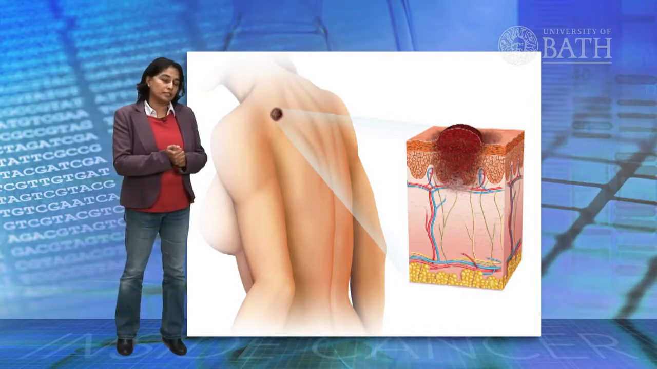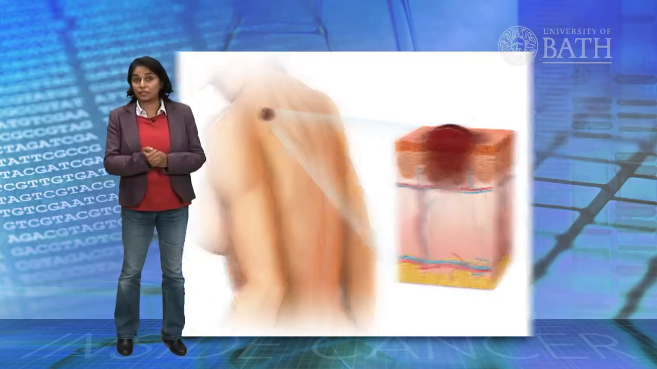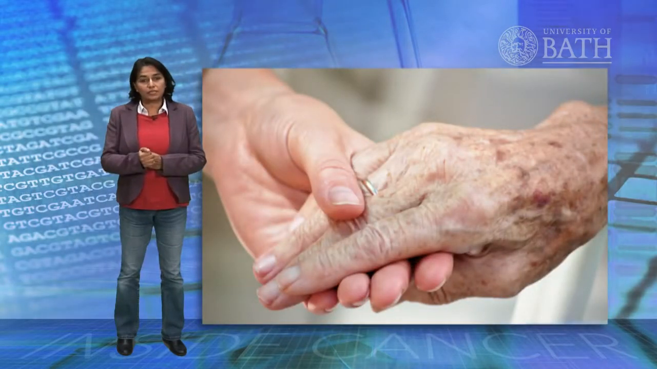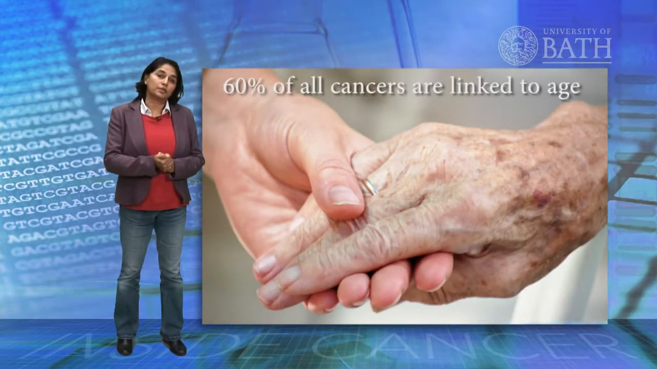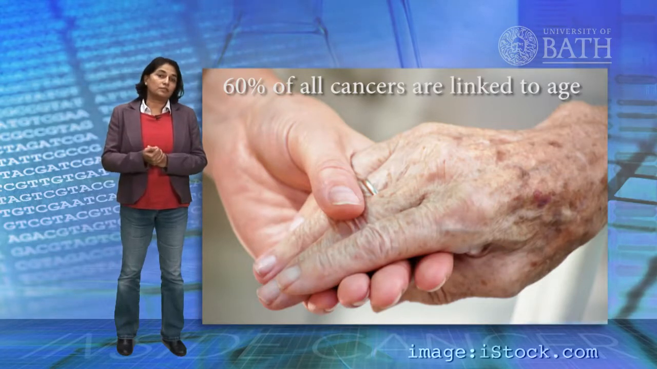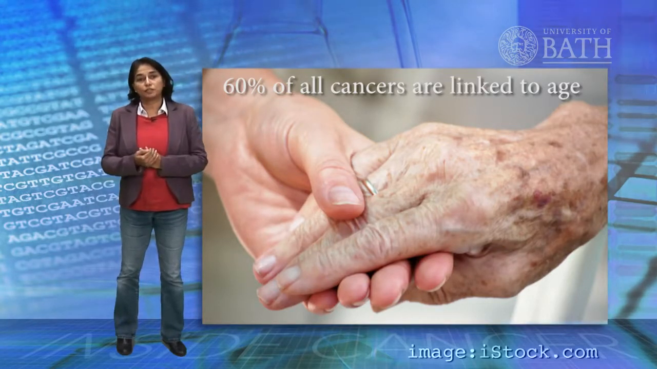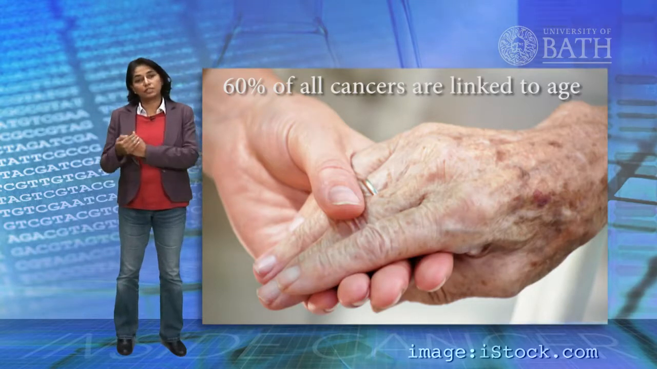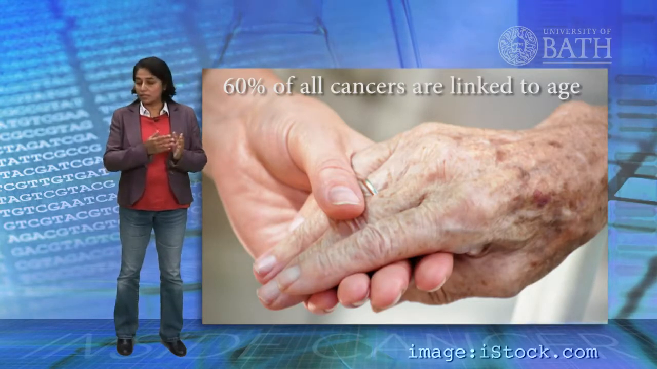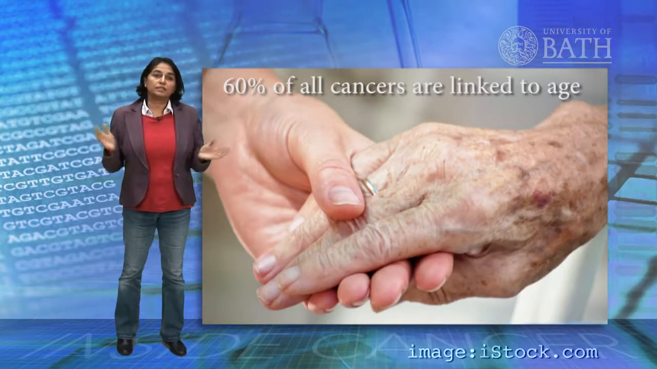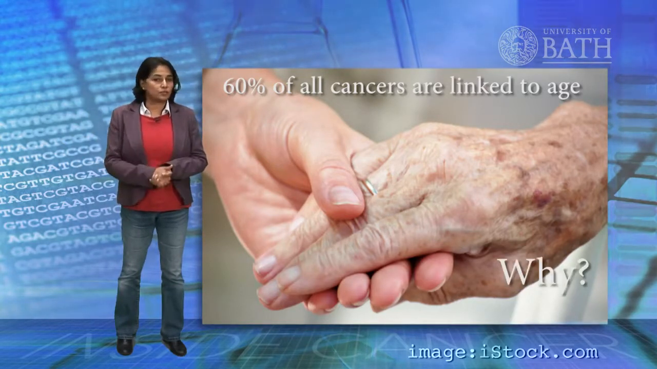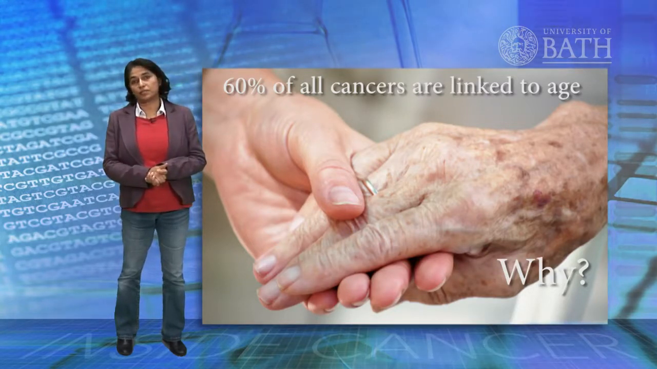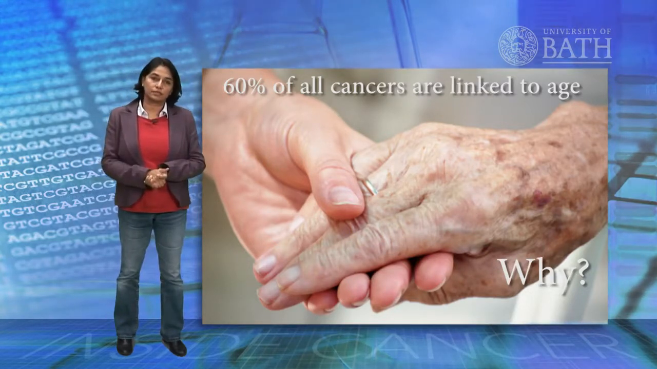But there's one other factor that I wanted to tell you about, and that is age. In fact, if you look at the stats, almost 60% of all cancers that you see around the world are linked to age. And this is found typically in people over the age of 65. So this is very clear-cut evidence that the longer you live, there's an increased risk of getting cancer. And why is that so? Why do we get cancers with increasing age? There are a lot of theories about this.